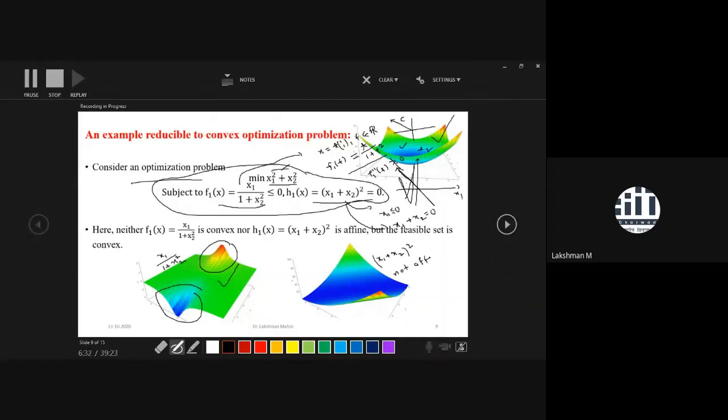But if you take the intersection of these two conditions, it will give a ray. A ray happens to be a convex set. And this is the plot of x1 square plus x2 square.